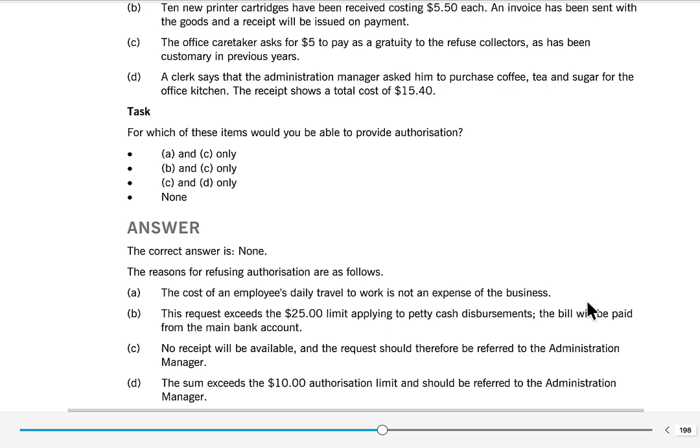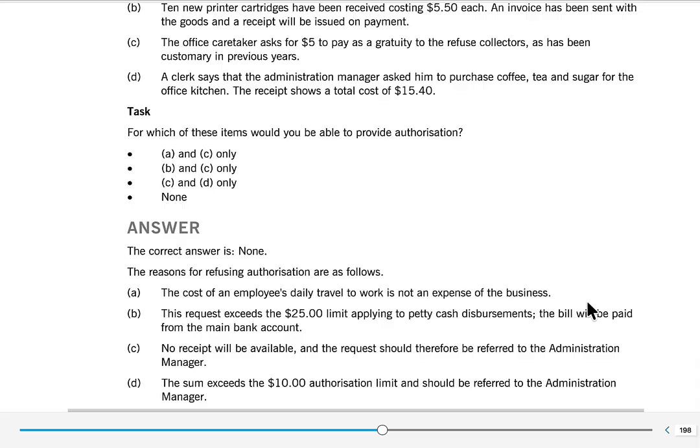Also, $15.40 is less than $25. So this payment could be paid out of petty cash. But the question is not asking, can petty cash pay it? The question is asking, can you authorize it? Now we check the petty cashier authorization limit.